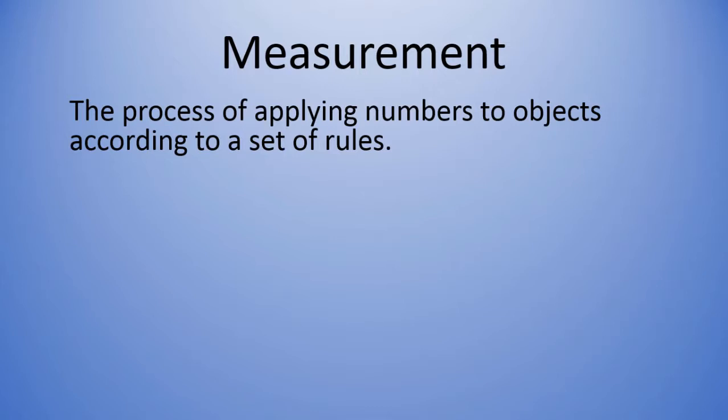So, when we measure something, we apply numbers, or we give numbers to something, and this something is just generically an object or objects. So we're assigning numbers to some thing or things, and when we do that, we follow some sort of rules. Okay, so for example, we all are actually very familiar with measurement.